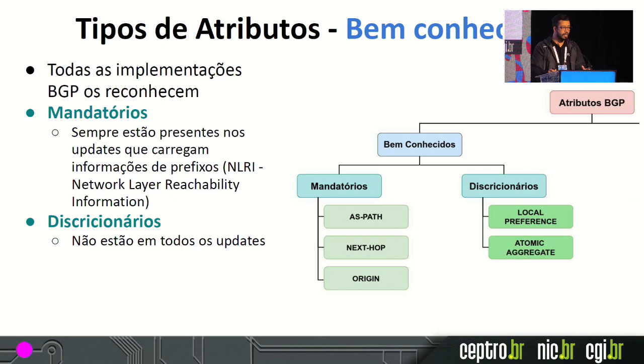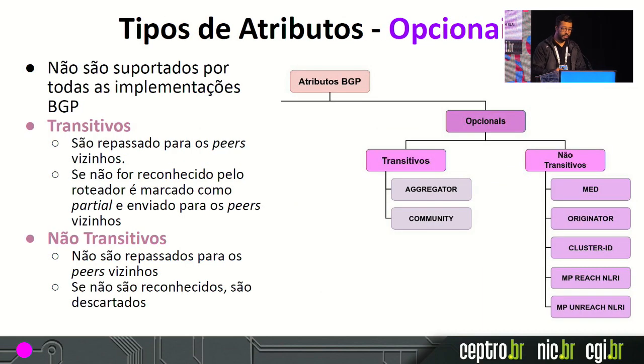So the first part are the well-known attributes. They are contained in all the BGP implementations. We have the mandatory attributes that will always be present in the updates, and you always expect to receive these attributes when you establish a BGP session. And then you have the optional attributes, which are not contained in all the updates. So the mandatory attributes are AS path, next hop, and the origin. And the optional ones are local preference and atomic aggregate.